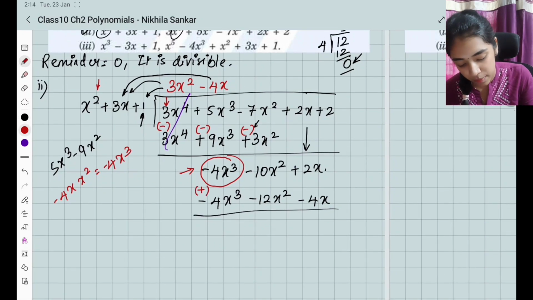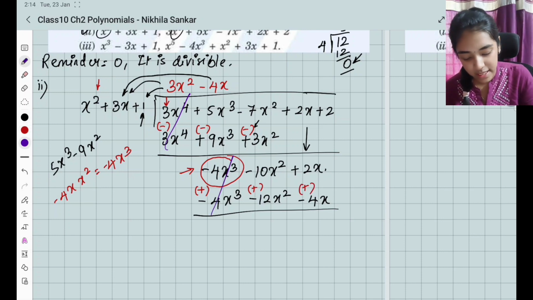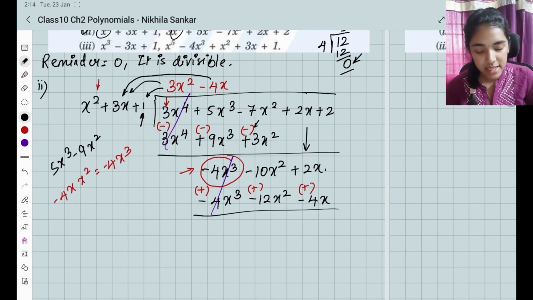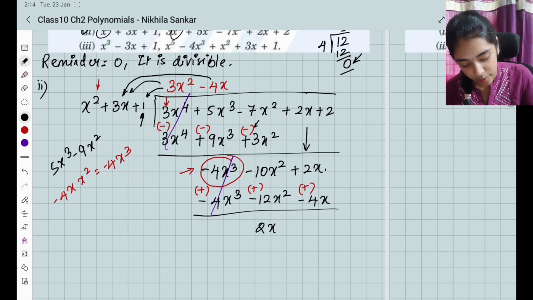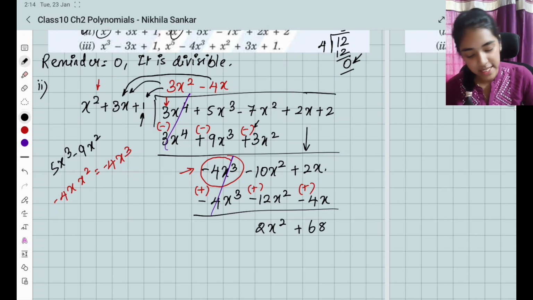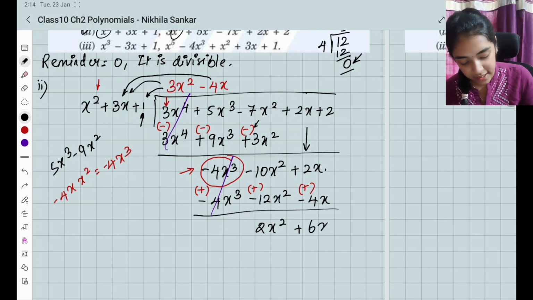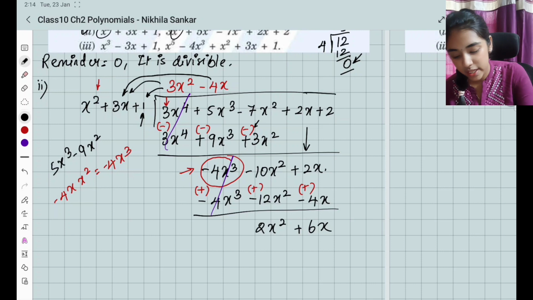This becomes a plus, minus becomes a plus again, then minus becomes a plus again. Now everything has become plus. So what happens? This gets cancelled. Now we have minus 10x square plus 12x square, so it is going to be 2x square. 2x plus 4x is going to be plus 6x. Okay, 6x. Now we have 2x square, and there is x square here. So we have to add a 2.